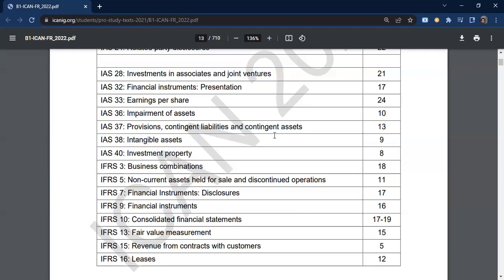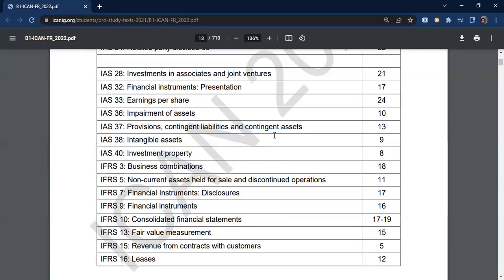Financial instruments can be divided into three. We have what we call financial assets. We also have financial liabilities. And we also have what we call compound instruments. Compound instruments are those instruments that have the characteristics of a financial asset, and they also have the characteristics of a liability.